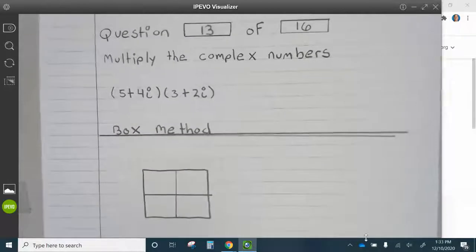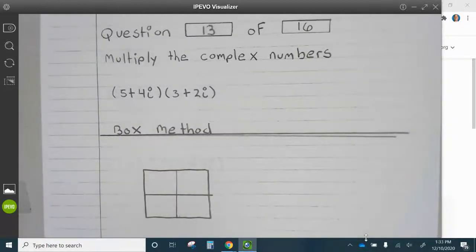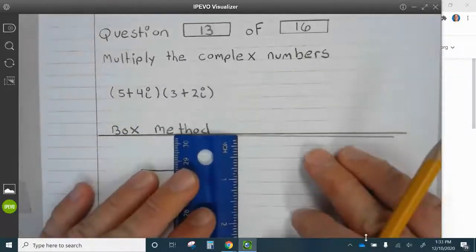Question 13. Multiply the complex numbers. All right. Now I'm going to first show you the box method.